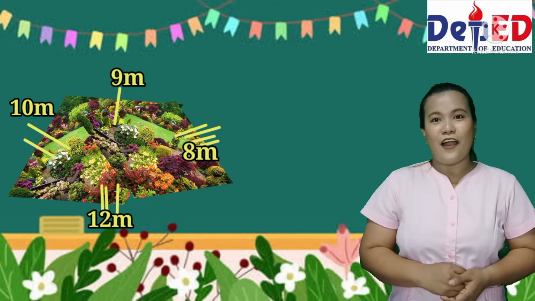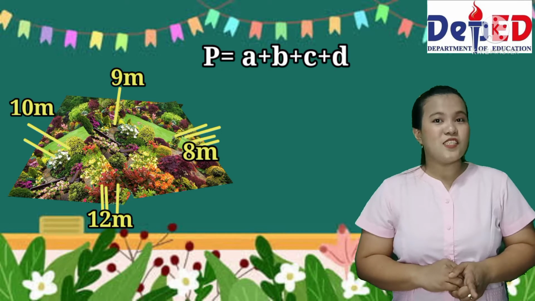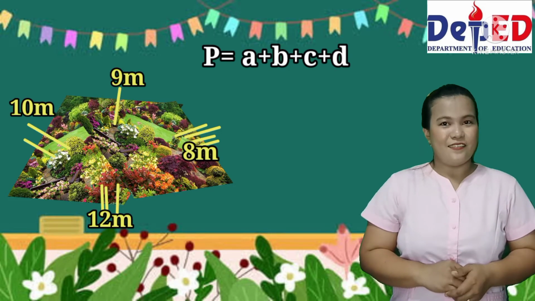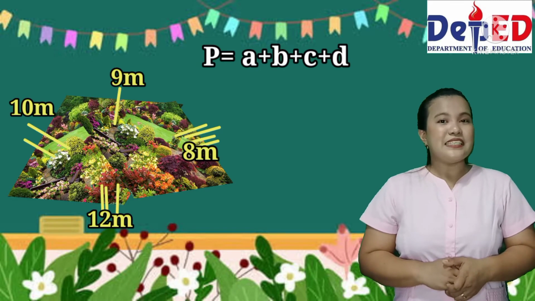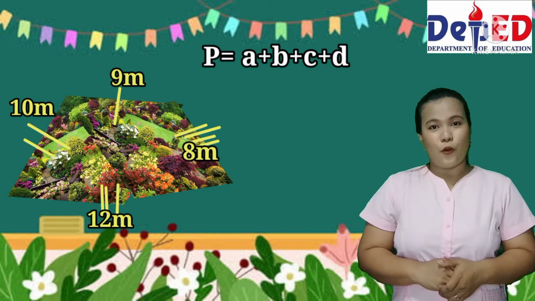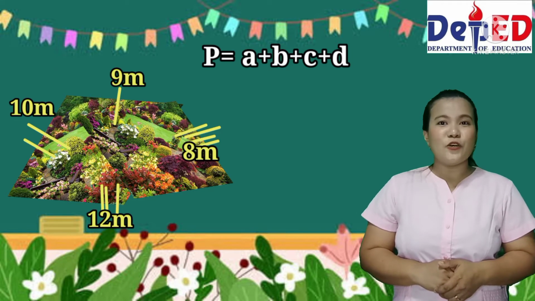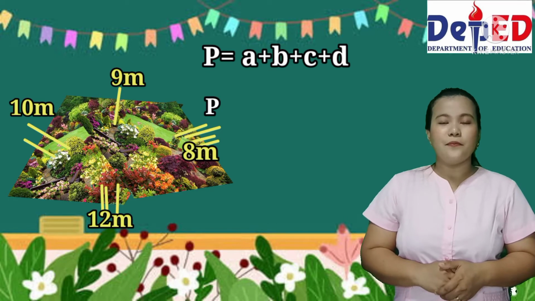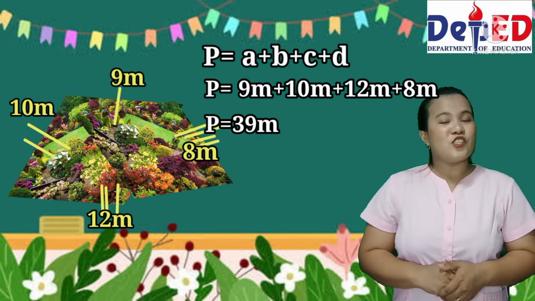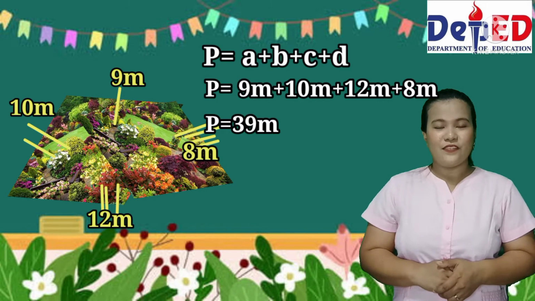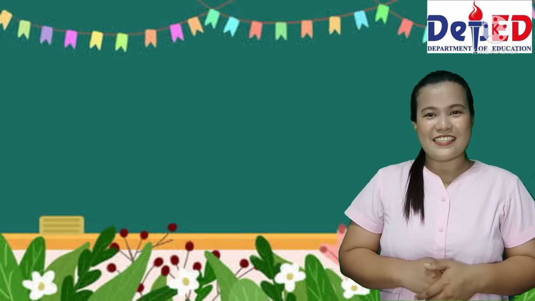Or we can use the formula of the trapezoid in getting the perimeter, where P is equal to A plus B plus C plus D, where P stands for perimeter, A stands for the first side, B stands for the second side, C stands for the third side, and D stands for the fourth side. So if we substitute the given into our formula, it will become P is equal to 9 meters plus 10 meters plus 12 meters plus 8 meters. The answer would be 39 meters.